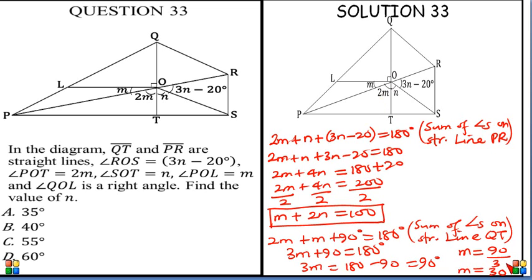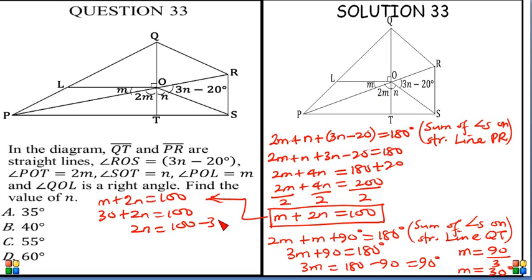M is 30 degrees. If m is 30 degrees, let's visit this place. M plus 2n is 100, and this one is 30, is equal to 100. 2n is now 100 minus 30. N will now be 70 over 2. N is going to be 35 degrees, which is option A.